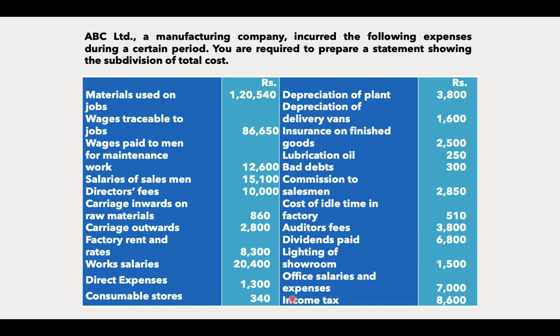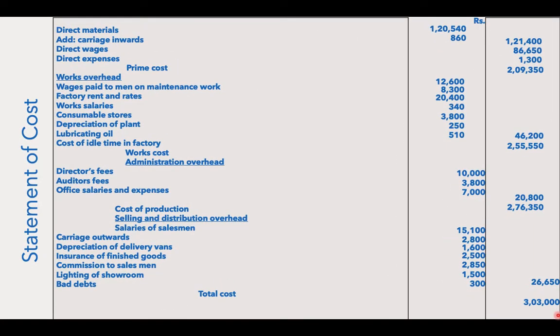And the last item we have is income tax. Income tax will never appear in the cost sheet. So these two items, income tax and dividends paid, in this problem will not appear in the cost sheet. So we'll see the solution, how it appears in the next slide. Statement of cost. So this is what the solution has appeared.